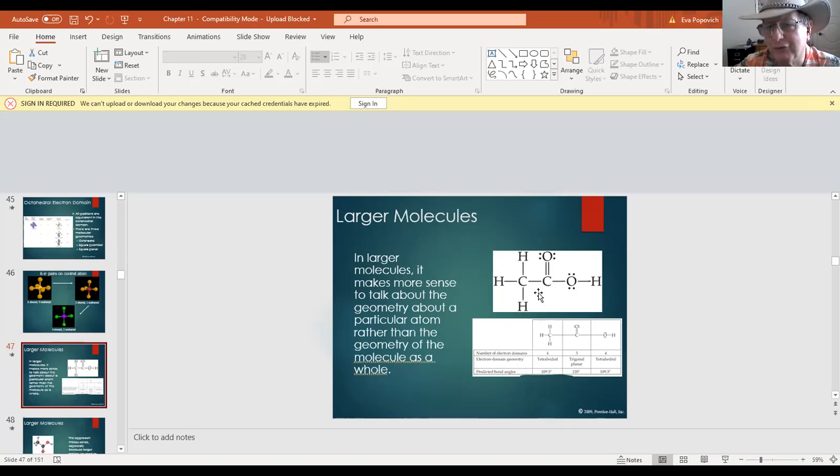You answered the second one. How many clouds are around the middle carbon that's in the middle of this molecule? Three. What does that dictate the shape to be? It's pyramidal. No. Three electron clouds around the center atom.